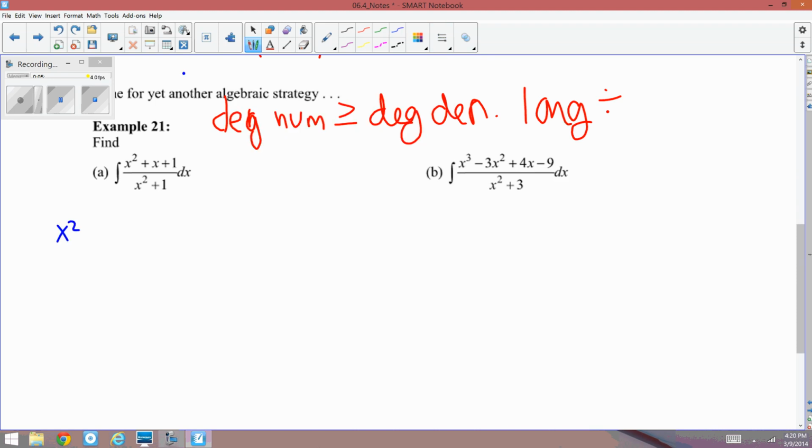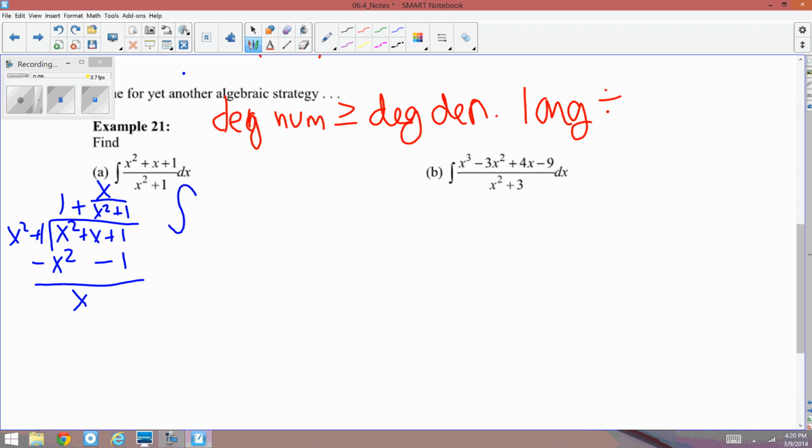x squared plus x plus 1 divided by x squared plus 1. x squared times 1 gives us x squared. Change your sign, so we get x. Now x squared can't go into x, so I just write it like this. The reason I want to do that is because now I can rewrite this integral as this, and I can do each part. The antiderivative of 1 is just x.